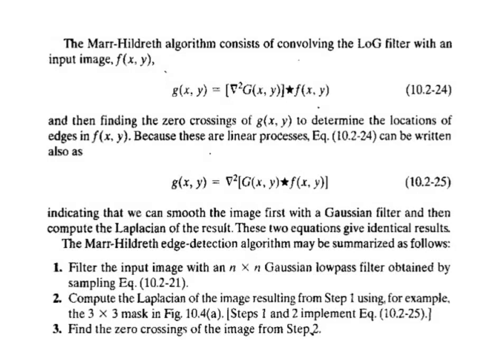First, filter the input image with an n by n Gaussian lowpass filter obtained by sampling the equation. Second, compute the Laplacian of the image resulting from step 1 using, for example, the 3x3 mask in figure 10.4a. Steps 1 and 2 can be implemented using the above equation. Third, find the zero crossings of the image from step 2.